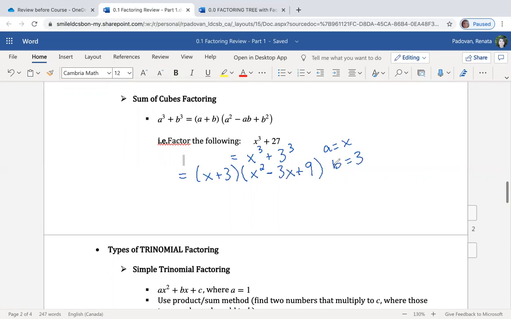So it always goes in this order where you have x plus 3, and then you have the negative sign as the first sign in the trinomial, x squared minus 3x plus 9. And same thing as before, this trinomial in this case as well is unfactorable. So again, right next here is simple trinomial factoring. But if I was to look for two numbers that multiply to 9 and add to give me -3, it doesn't work. And that's the way it'll always be with difference and sum of cubes. The last trinomial term will be unfactorable.